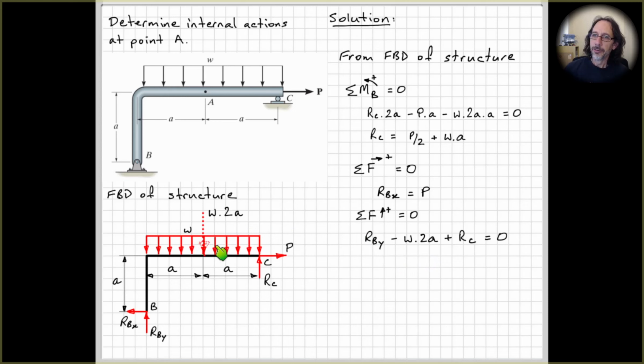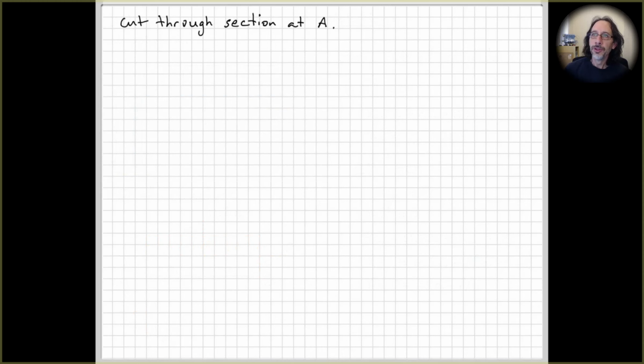Okay, so again, just dealing with our distributed load here, just force per unit length times the whole length. Rearrange that, substitute for RC. So we've got RC up here, we've just substituted that into the equation, and we can solve for the vertical reaction force RBY.